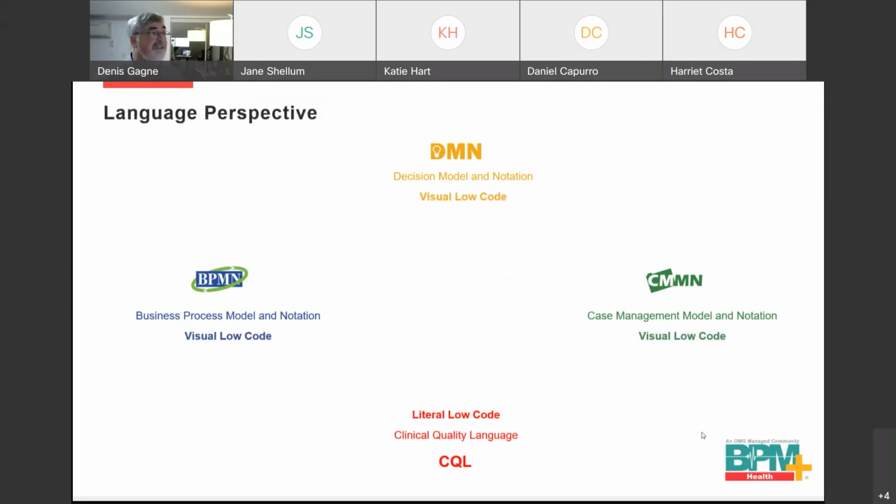So looking at it from a language perspective, BPMN, DMN, and CMMN are what I would call visual low-code languages, where CQL is a literal low-code language. So they're all low-code in the sense that they're amenable to subject matter expert programming with them, or drawing or figuring the code. The difference is that with CQL, you have to actually type the expression, where in BPMN, CMMN, and DMN, you're more drawing pictures.